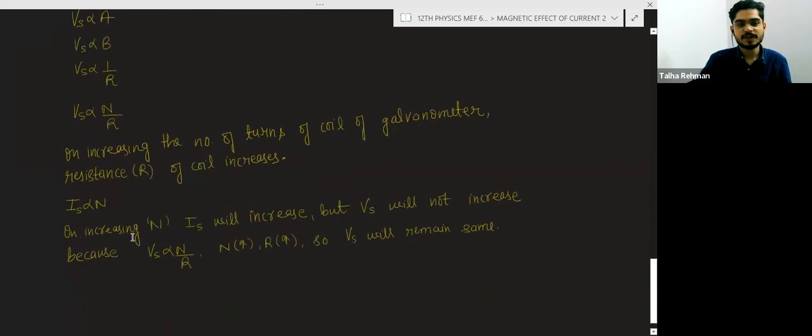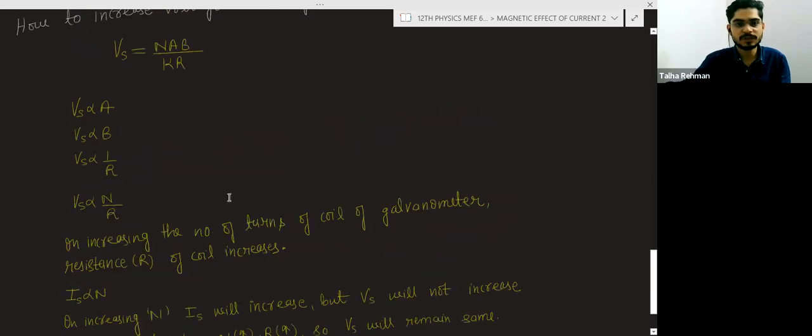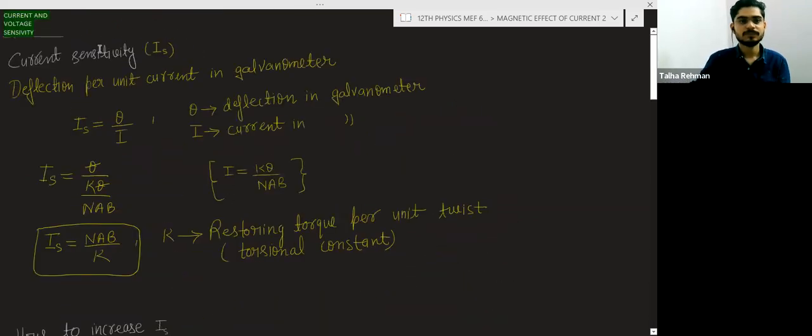So I have written here, on increasing the number of turns, current sensitivity will increase, but voltage sensitivity will not increase, because Vs is directly proportional to N by R. If N increases, then R increases. So this ratio will remain the same. So you can say Vs will remain the same. Note down this.